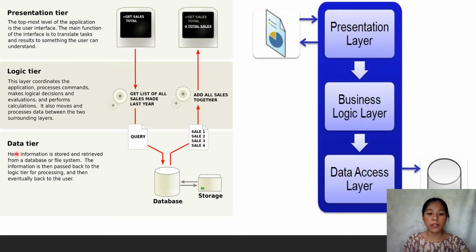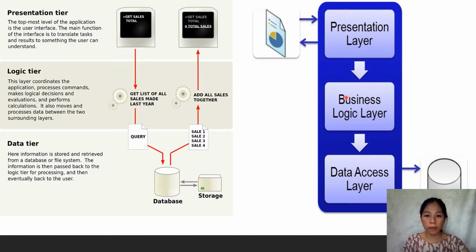Next one is the data tier. In here, it is where the information is stored and retrieved from a database or file system. The information is then passed back to the logic tier. So we have now sale 1, sale 2, sale 3, and sale 4. After that, we have to add all sales together and then eventually back to the user.